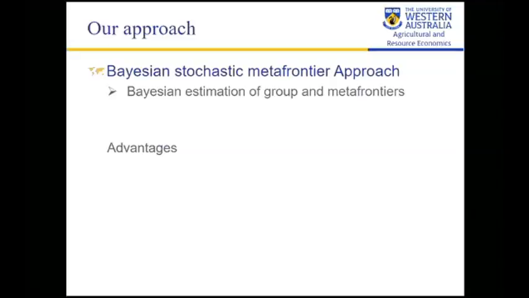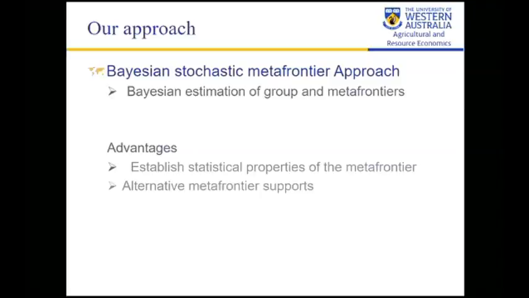In essence, it addresses some of the challenges I have raised earlier on those models. So we're able to establish our statistical properties of the meta frontier, and we're also able to identify alternative meta frontier supports. We can also ensure that the estimated functions satisfy the regularity conditions. So that's the extension that we have made to the literature, up to where we have the maximum likelihood frontier estimation, and then we have introduced the dimension of the Bayesian stochastic meta frontier approach. That hasn't been done anywhere. That's the very first time that this approach has been applied to a meta frontier estimation.